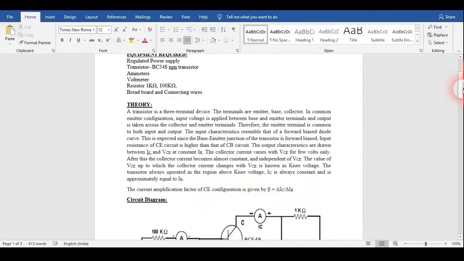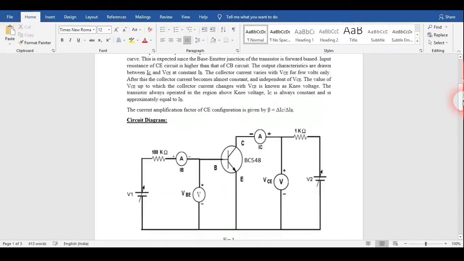Here I have written the theory a little bit, and here is the circuit diagram. You can see the emitter is common to both ends, both ends meaning both the power supplies. Here the output voltage which we are getting is VC and the output current is IC. The input ones are VBE and IB. The voltages we are going to use are V1 and V2.